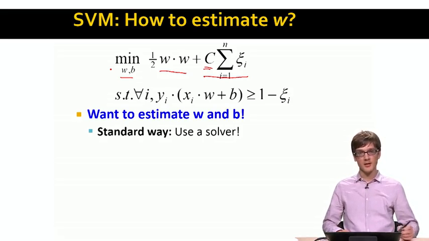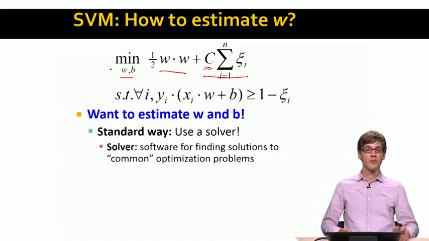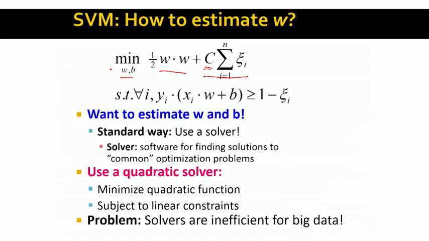A solver is nothing else than a mathematical package or a piece of mathematical software where we write down the structure of our optimization problem, and the software is able to solve it for us. Our optimization problem requires a quadratic solver. Why? Because here W is multiplied with itself, which means this is a quadratic objective function. So we would need software that solves quadratic optimization problems, and this software is called a quadratic solver.